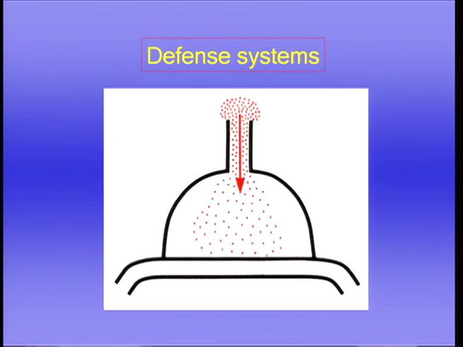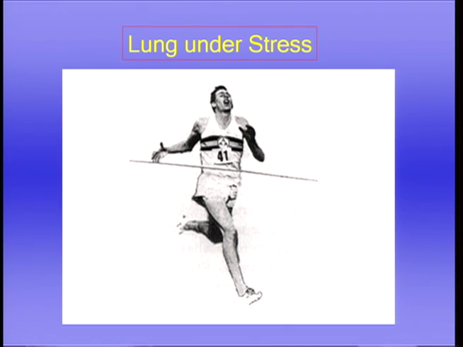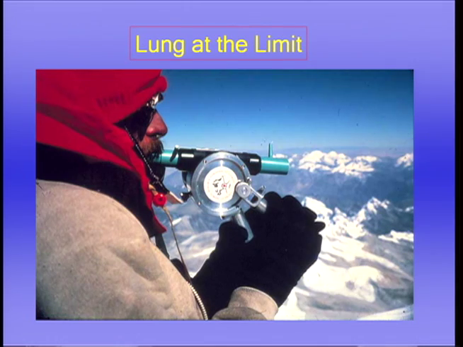Next, we'll look at defense systems, because the lung is always exposed to pollutants which are inspired, and we need to look at the way in which the lung keeps itself clean. And then we're going to look at the lung under stress, several stresses, one of which is exercise. And this is Dr. Roger Bannister breaking the first 4-minute mile barrier. And finally, we're going to look at the lung at the limit. And here we have Dr. Chris Pizzo taking alveolar gas samples on the summit of Mount Everest.